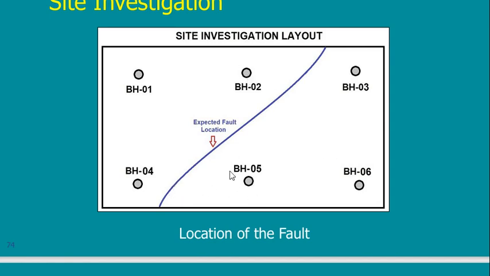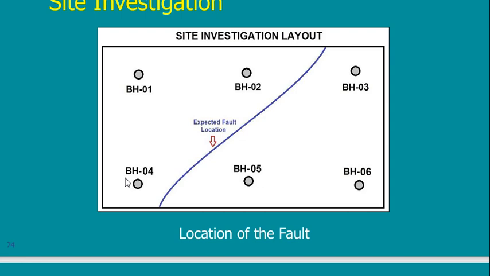Between borehole 2 and borehole 5, I will also find a shift. Then I can expect the location of the fault to be there. If I just join these lines together, then this is the expected location of the fault that is passing by this site. What should I do?